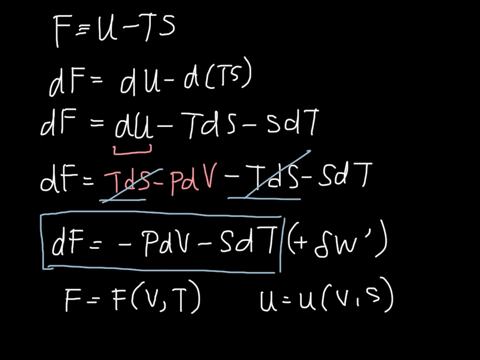So this is an example of how we have arrived at the differential form of another state function and can then extract the variables of which it is a function.